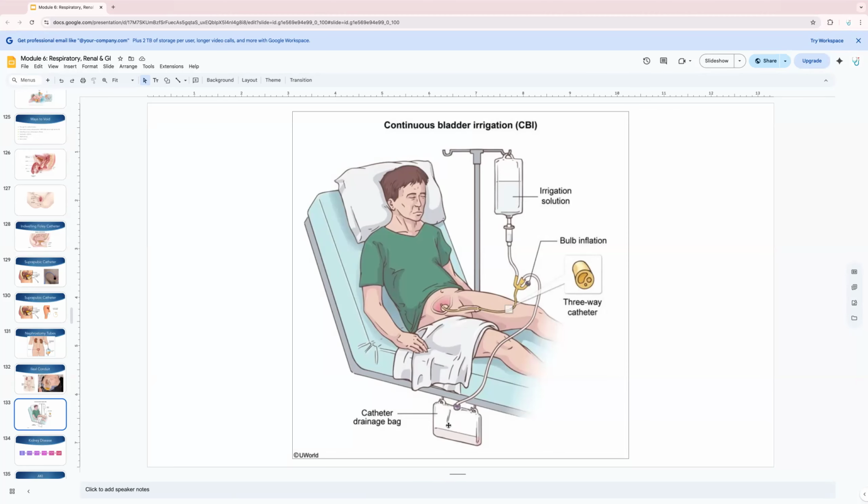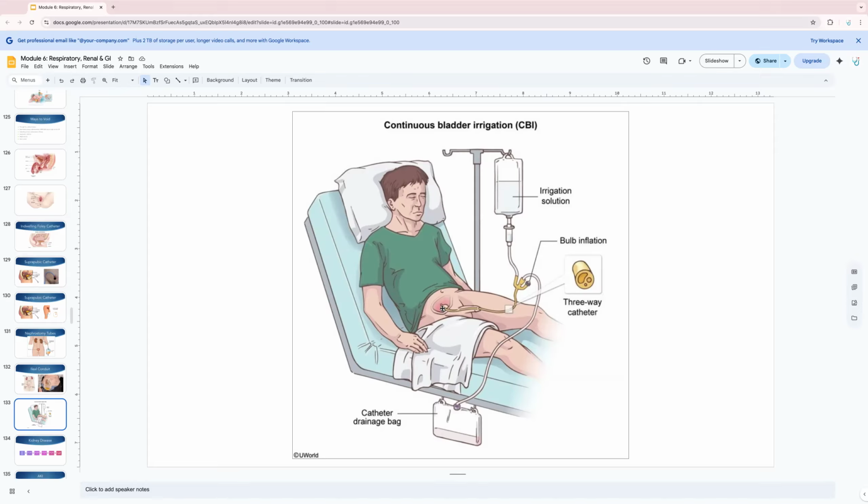So not only is irrigation solution going to escape, urine is going to escape, blood and blood clots are going to escape as well. And then the third way of the three-way Foley is the port that we use to inflate the balloon. So the solution is injected and will inflate the balloon to keep the catheter in place.